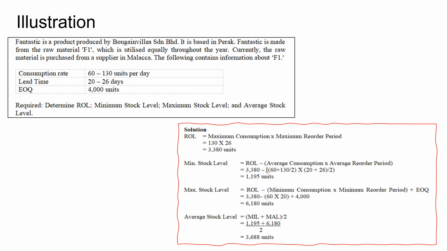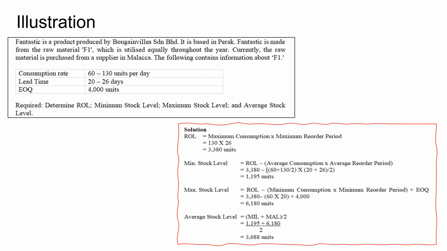So this is our scenario. Fantastic is a product produced by Bougainvillea Sdn Bhd. It is based in Perak. Fantastic is made from the raw material F1, which is utilized equally throughout the year. So this actually represents the consumption. Currently, the raw material is purchased from a supplier in Malacca. The following contains information about F1.